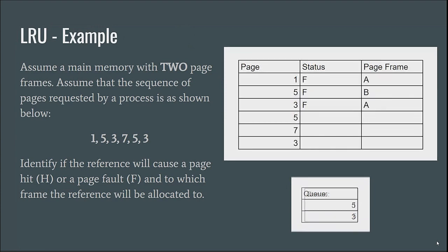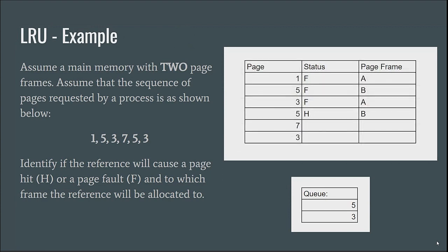We look at our queue. What's the first thing that needs to be replaced? It's 1. So it goes to page frame A. Now 5 comes in again. So 5's a hit, right? Because 5's already in our queue. However, unlike in second chance, when we get a hit, the 5 doesn't stay in that same place in the queue. It moves to the back because it just got used, right? It's not the least recently used anymore.